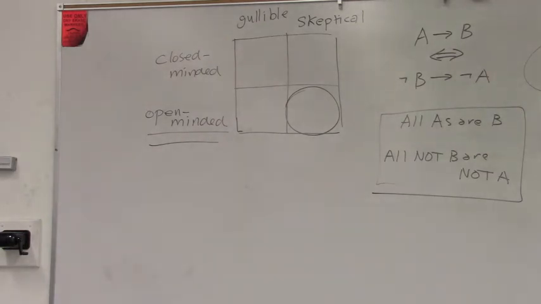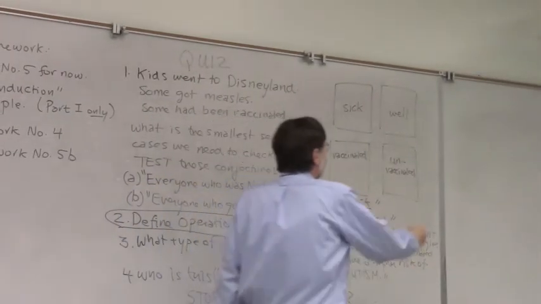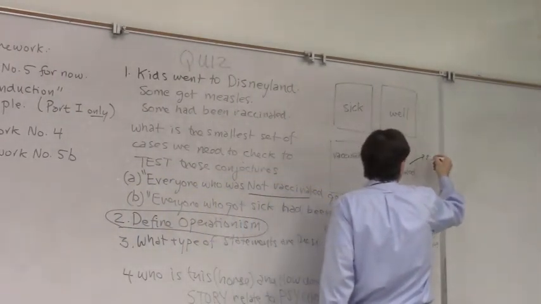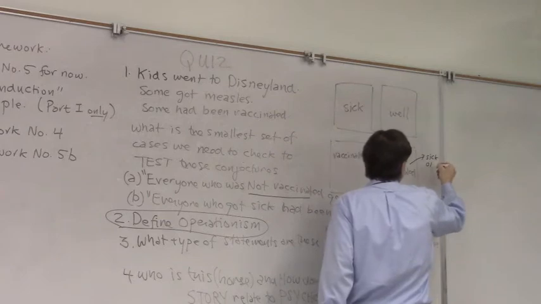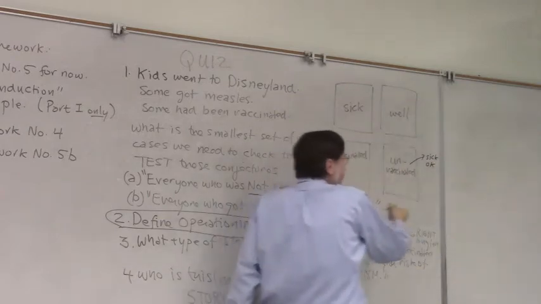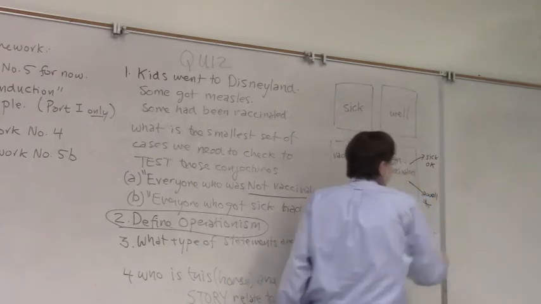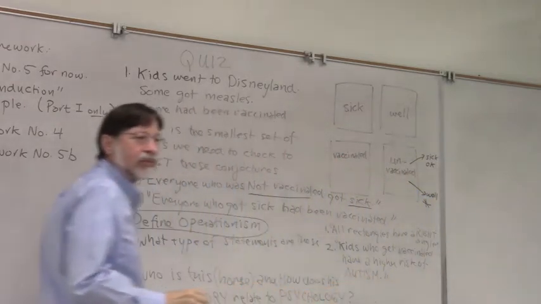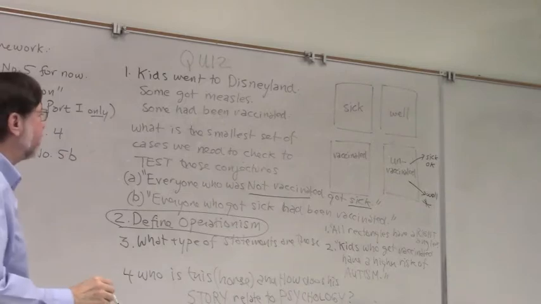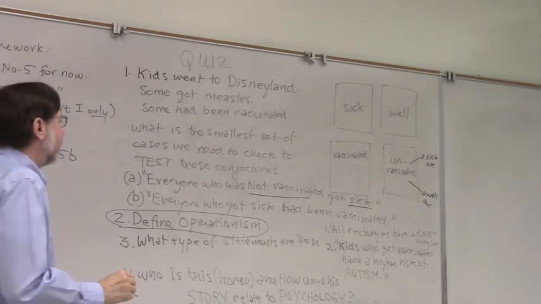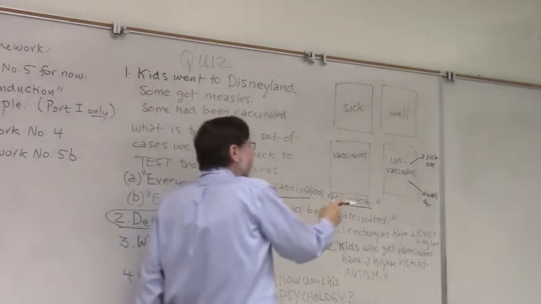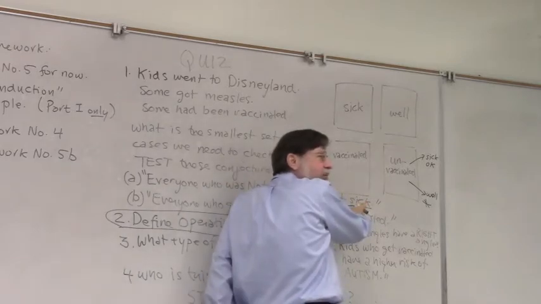everyone who was not vaccinated got sick. So which cases do we need to check? We need to check the ones that were not vaccinated, because if they got sick, that agrees with the statement, right? But if they didn't get sick, if they're well, that's no good. That would disprove it. Everybody agree? We need to check the people who are unvaccinated. And we need to check the people who are not sick. The ones who are well.